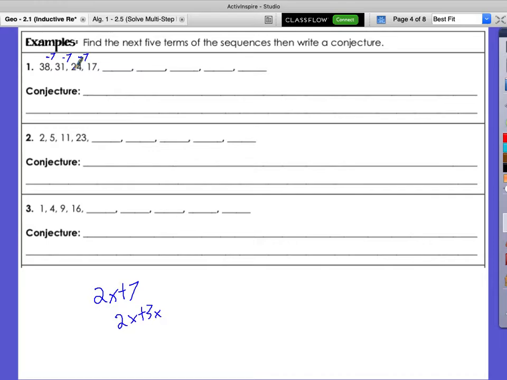Oh, they're all getting smaller. How do you get smaller? Subtraction or division. Oh, they're all going down by 7. So what do we think the next number is going to be? 10, because we subtract by 7 again.